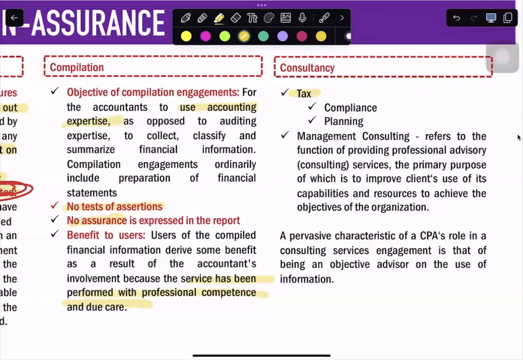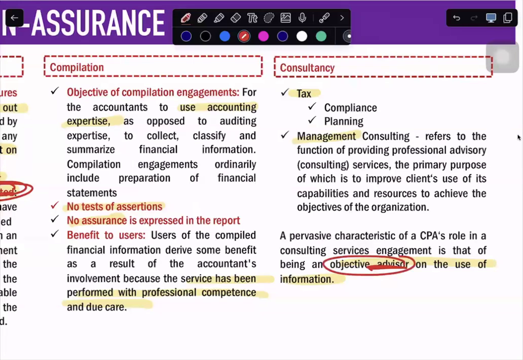Next, we have consultancy. Normally, this is for tax. We have tax compliance and planning, and also management consultancy. Under consultancy, a pervasive characteristic of a CPA's role in a consulting services engagement is that of being an objective advisor on the use of the information. So ultimately, for consultancy, take note of the term objective advisor.